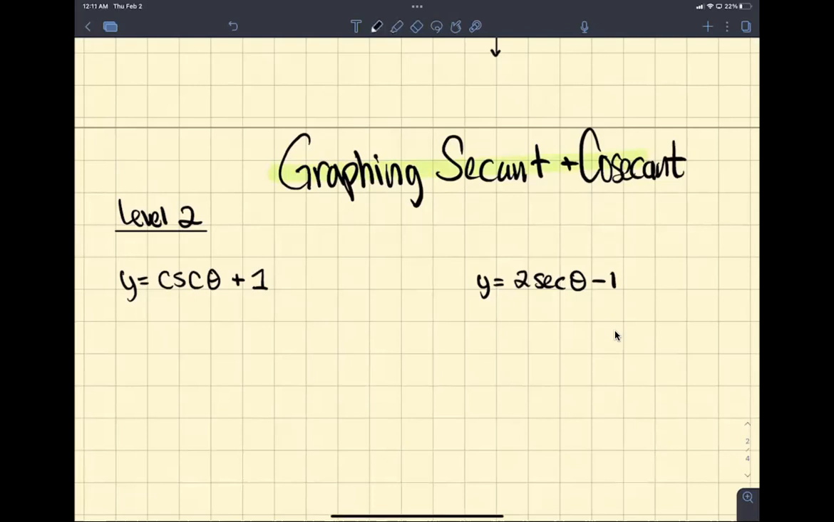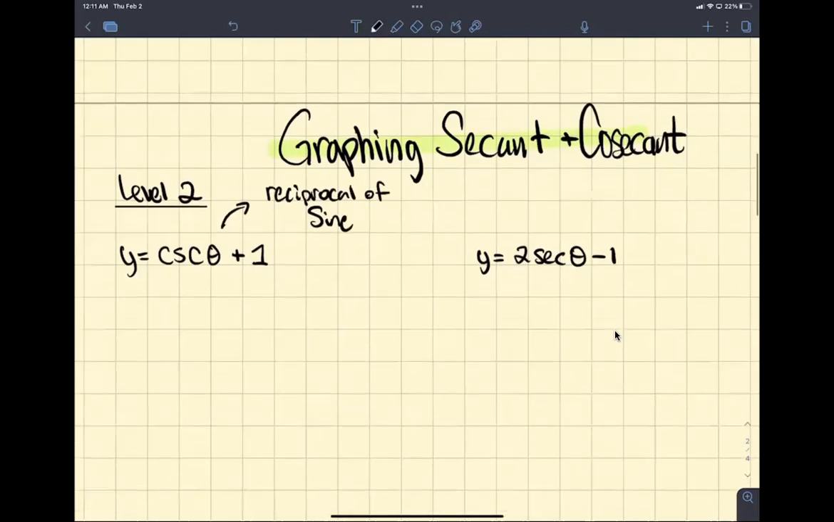Remember, cosecant is the reciprocal of sine. So that means in order to draw cosecant, you gotta know how to draw sine, okay? So I'm gonna show you guys how we do it.